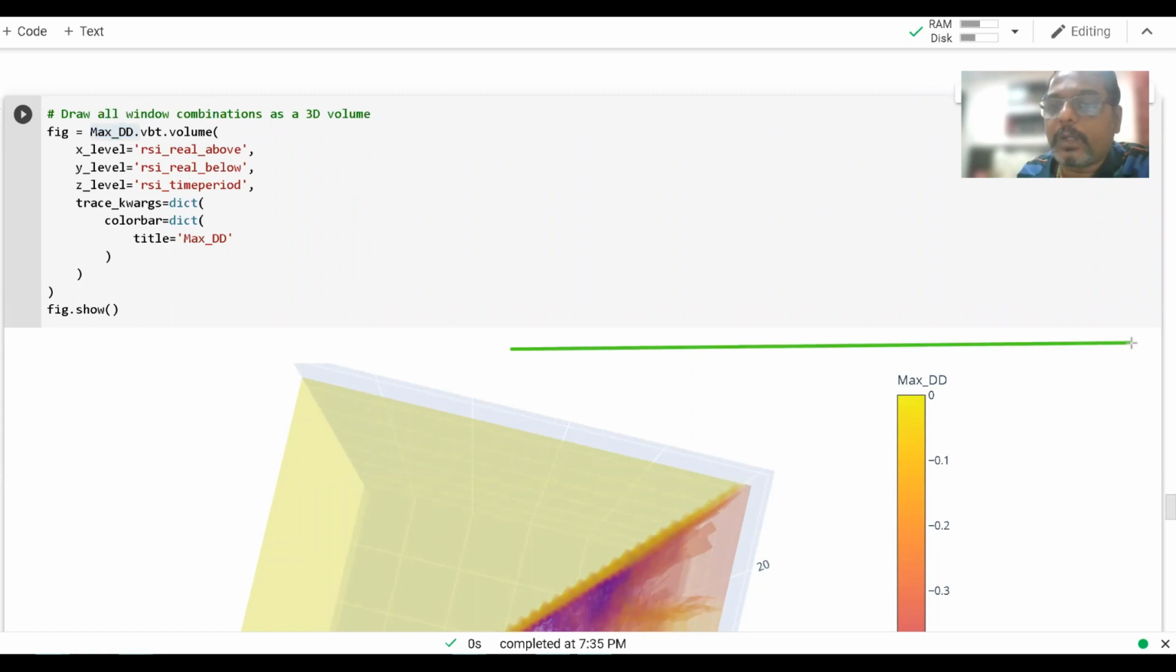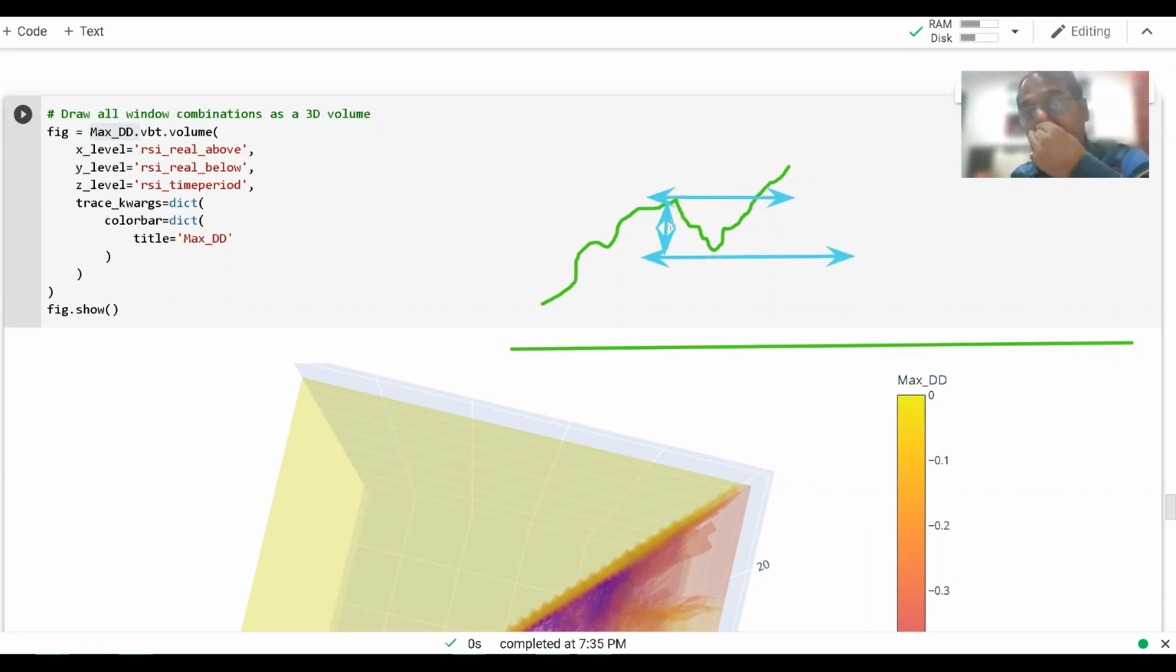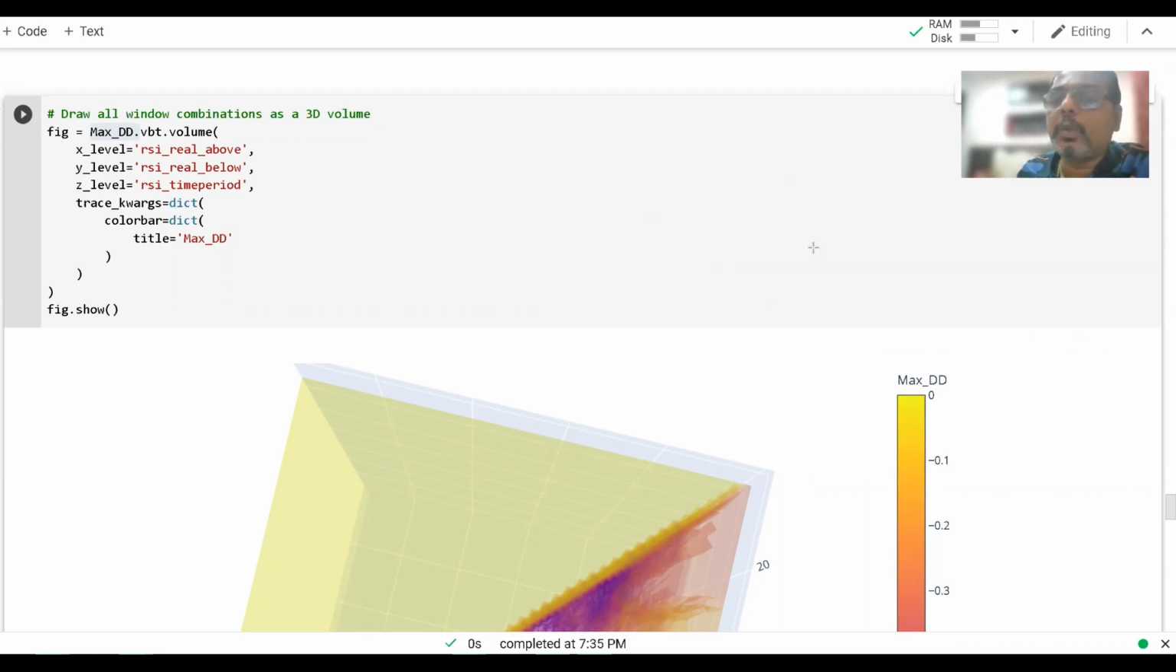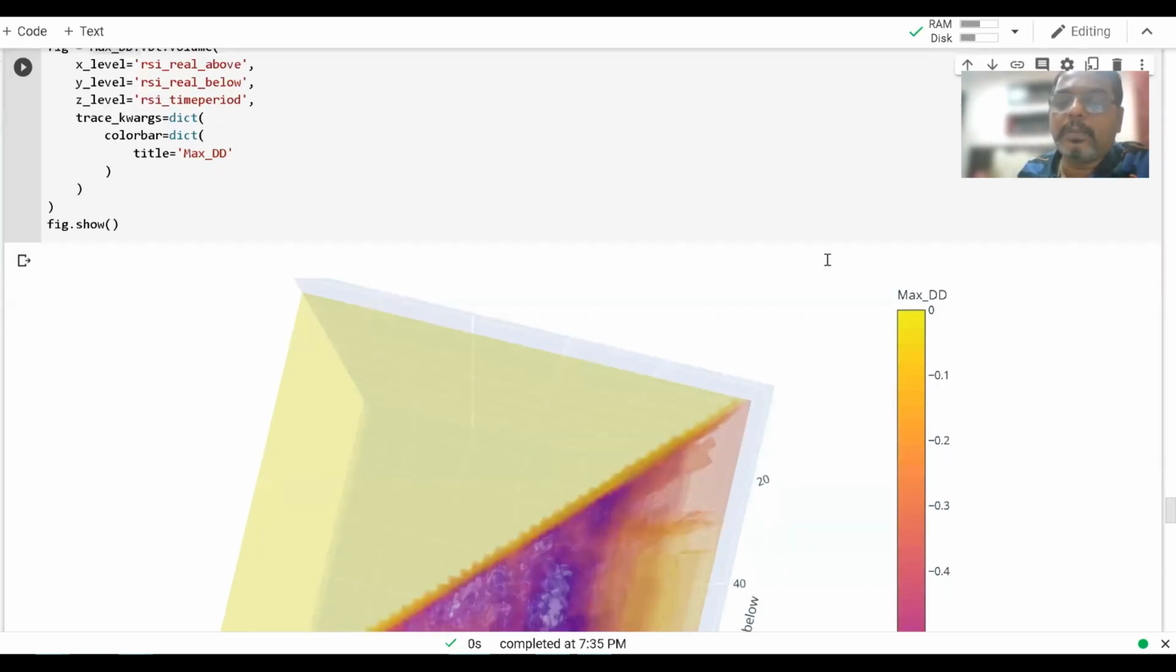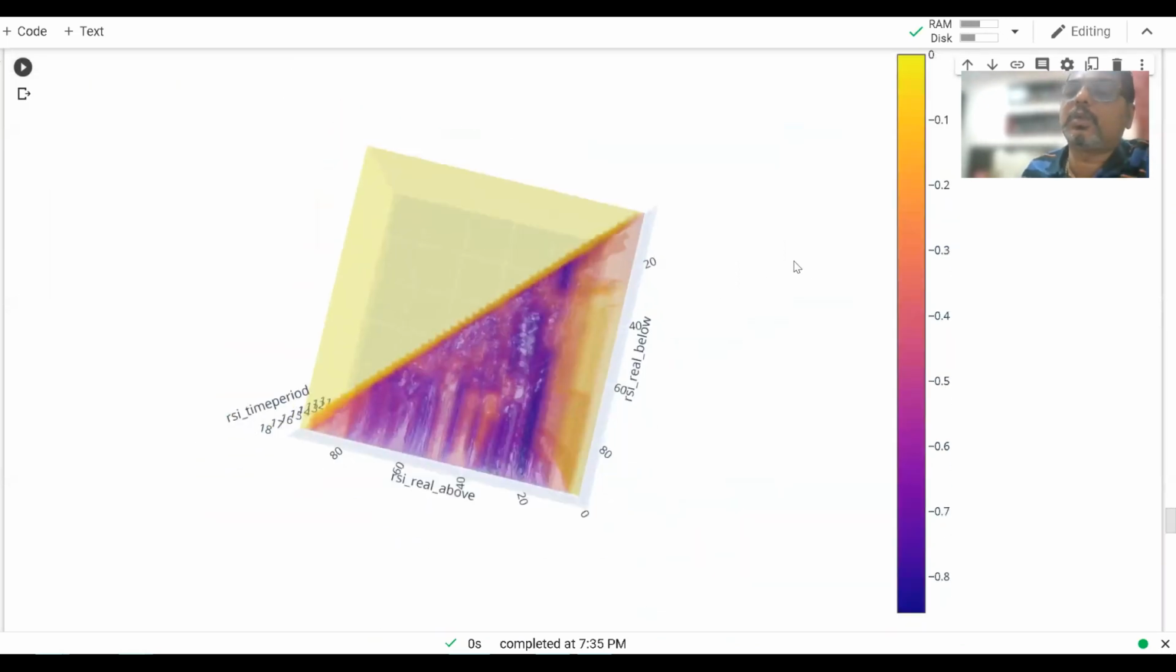So whatever money you have, and then you make more profits, and from the profit that you have, you lose something. What is the percentage of this loss compared to your highest profit? This is the max drawdown. And if I look at the max drawdown, this is how the story looks.